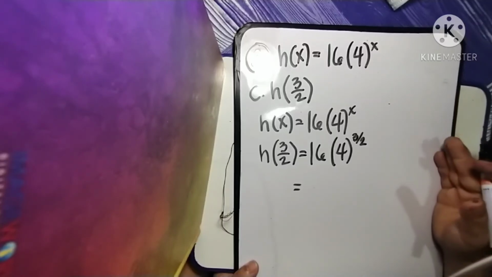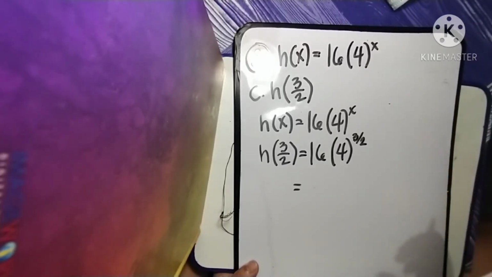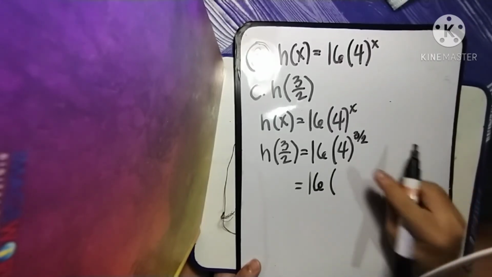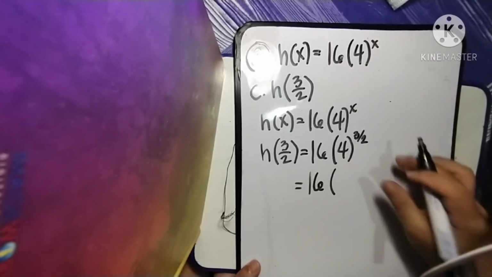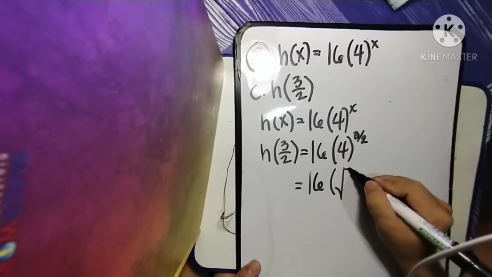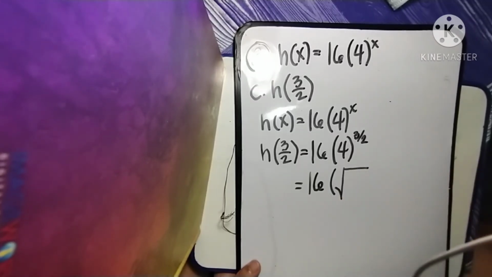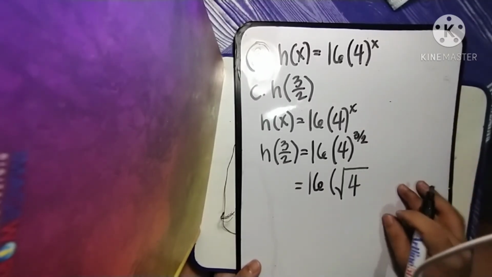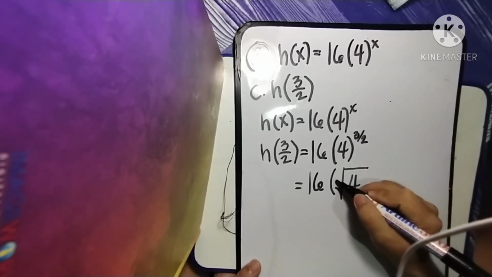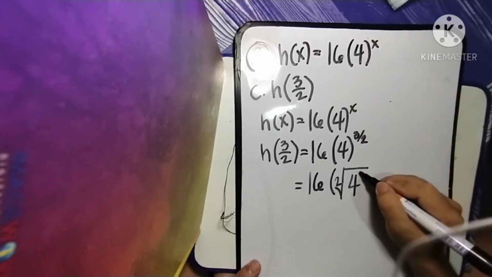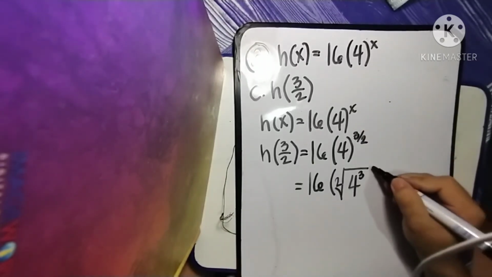Now in the PEMDAS rule, we have parentheses, exponent, multiplication or division, addition or subtraction. So copy our 16. So this is 16 times. Okay, so now 4 is the base. So we need to rewrite this into radical form. So put a radical sign, then the base, then the exponent is 3 halves. So our denominator, which is equal to 2, will become the value of the index. Then the numerator will be the exponent of our base. So that is how it looks.